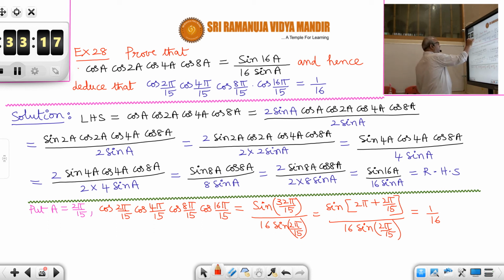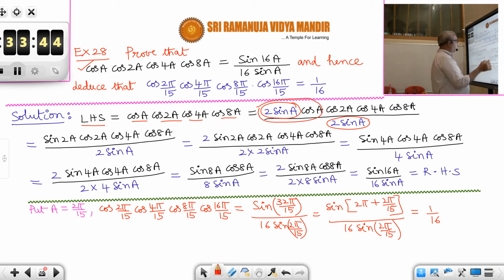Okay, first we have to prove that, so let us take the left hand side. Left hand side is cos A, cos 2A, cos 4A, cos 8A. So we'll multiply and divide by 2 sin A. This is extra, I am just multiplying and dividing. Then the first factors, 2 sin A cos A, become sin 2A. The remaining factors cos 2A, cos 4A, cos 8A are there. Denominator is 2 sin A.